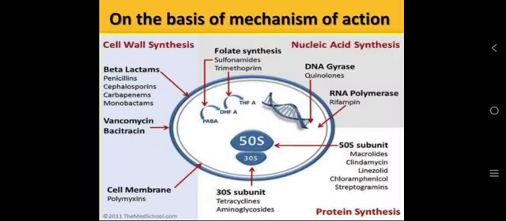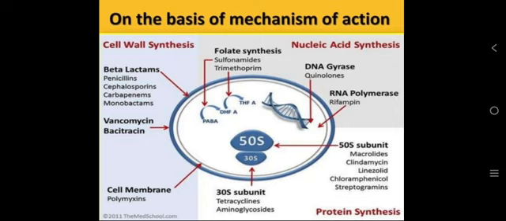And then, on the basis of mechanism of action. First of all, the mechanism of action is based on cell wall synthesis inhibition or nucleic acid synthesis inhibition or protein synthesis inhibition. In this classification, the drugs are classified as beta-lactamase inhibitors, cell membrane inhibitors, 30S ribosome subunit inhibitors, 50S subunit inhibitors, RNA polymerase inhibitors, and DNA gyrase inhibitors, and finally, folate synthesis inhibitors.